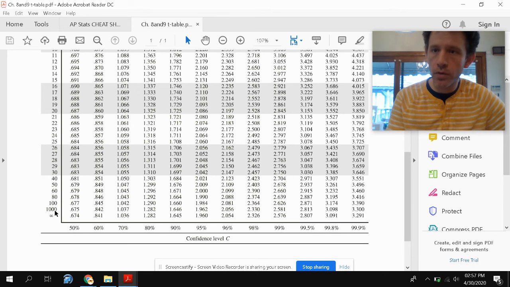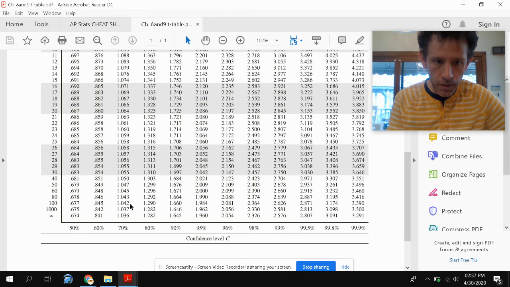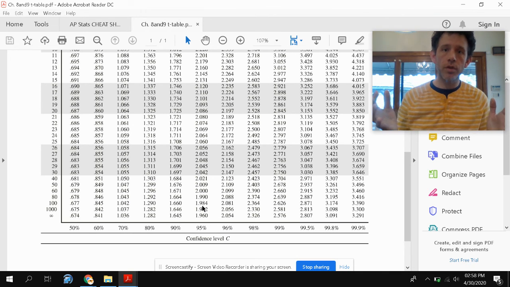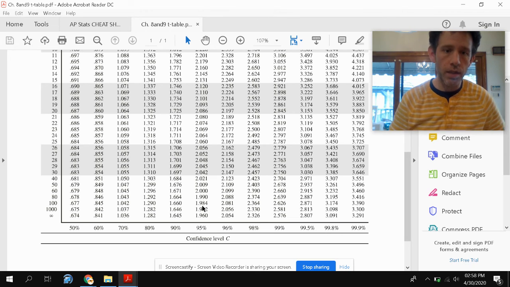Now, there's no 104 here. And when that happens, you actually go to the next number down. I'm not rounding up. I'm going to use 100. So we're going to use 100 here. Wish I could highlight, but I can't. And then line that up with 95. So the t star for a degree of freedom of 100, or 104, but we use the 100 row, at 95% is 1.984. So it's a little bit larger of a critical value to account for the sample size.